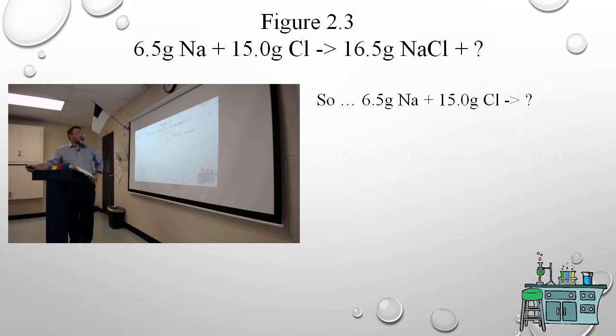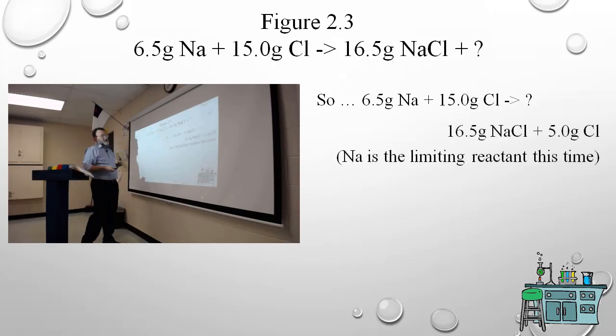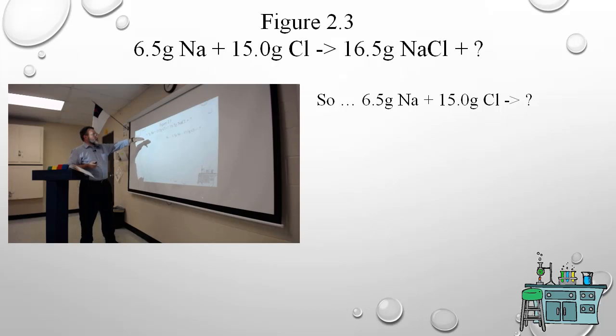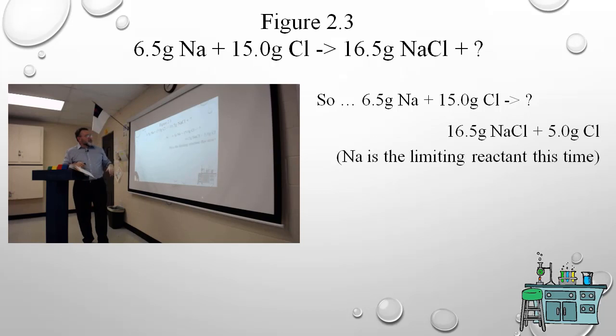Okay, remember, let me go back right here. I've got 6.5, the perfect recipe is 6.5 and 10 makes 16.5. I've got too much chlorine. I've got 5 grams too much chlorine, right? Because 6.5 and 10 makes 16.5. So it's going to produce 16.5 grams of sodium chloride and then 5 grams of chlorine left over. And in this case, I ran out of sodium first. The last time I ran out of chlorine first. And that just shows you the reaction stops once you run out of one of the ingredients.